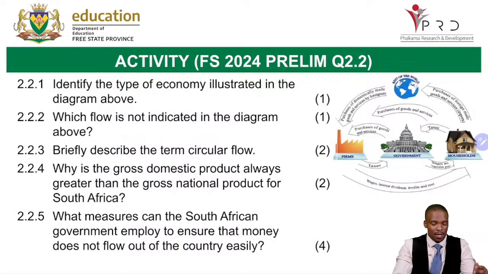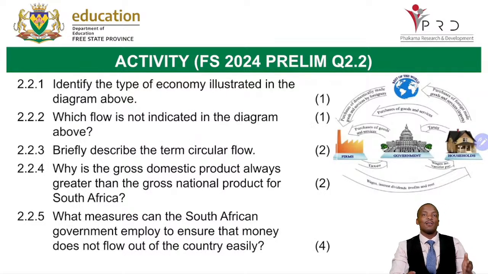Okay, right. We've got an activity here that was taken from the Free State prelim. It was question 2.2 there in 2024. Remember, before you do this, we always say analyze the data response first, the diagram, before you can even attempt to answer the question. Some of the questions you'll answer before you can even attempt. So may we please do this for 5 minutes, starting now.